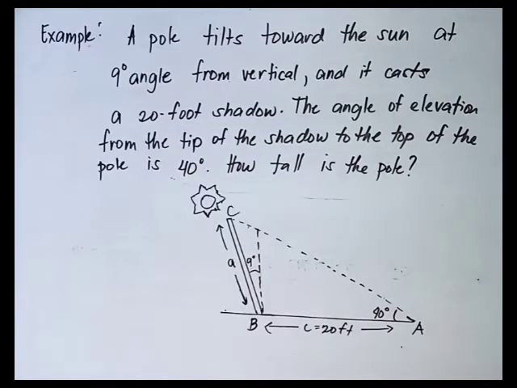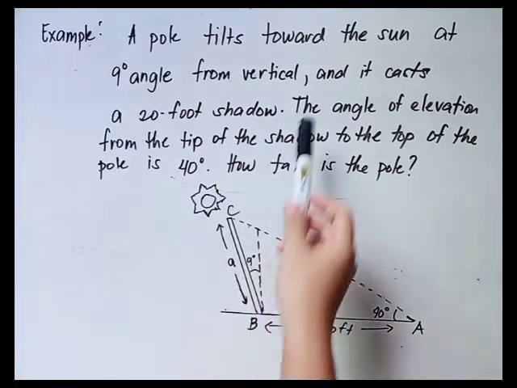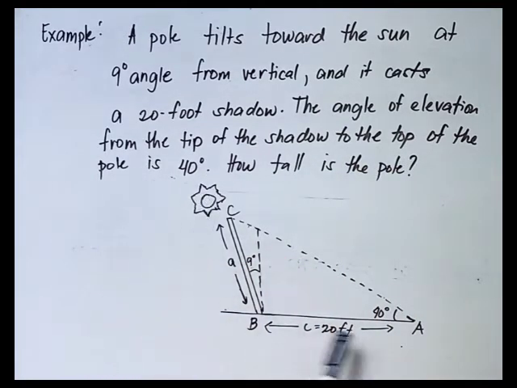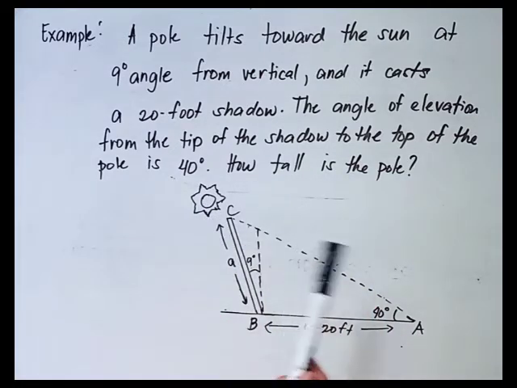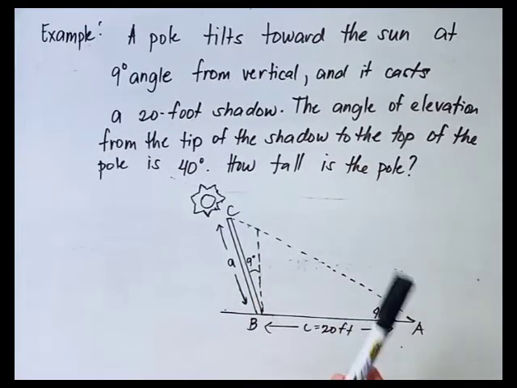So here's the illustration. A pole tilts toward the sun at a 9-degree angle from vertical. So this is the vertical and this is the pole having a 9-degree angle from this vertical line. And it casts a 20-foot shadow. So this is the shadow. The angle of elevation from the tip of the shadow to the top of the pole is 40 degrees. So how tall is the pole? What we are looking for here is the height of the pole.